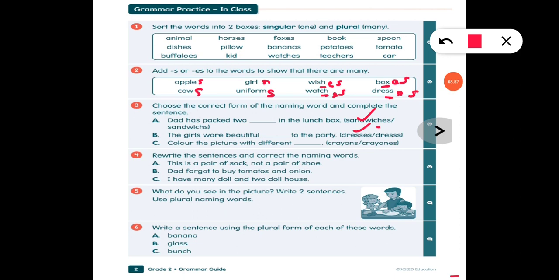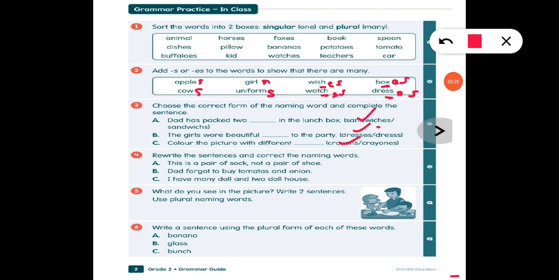Next one, color the picture with different crayons. Which one is correct? This crayons is correct. Why? Because the ending letter is n, single है, n. So we add only s at the end of the crayon. So crayons.